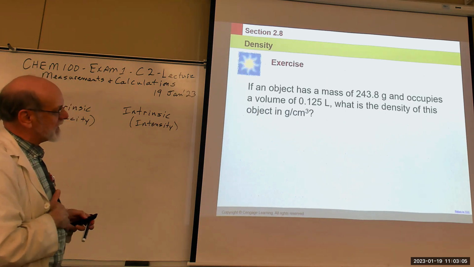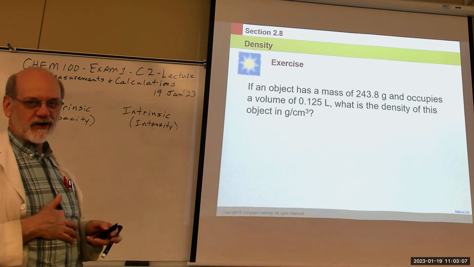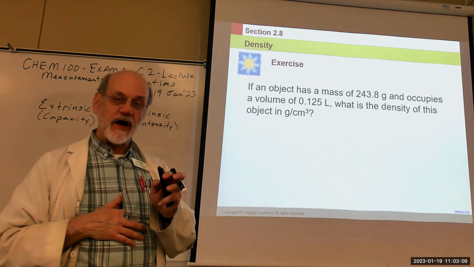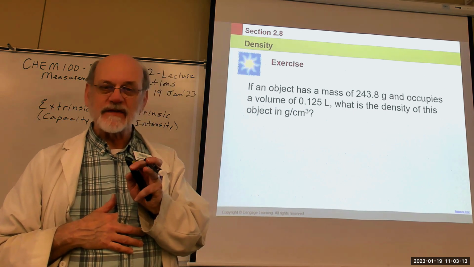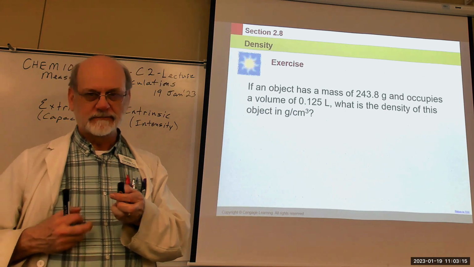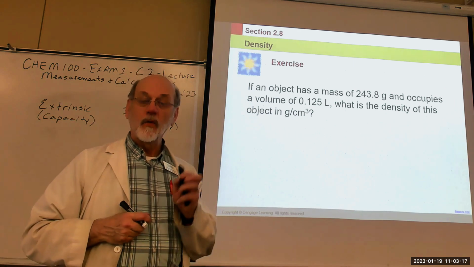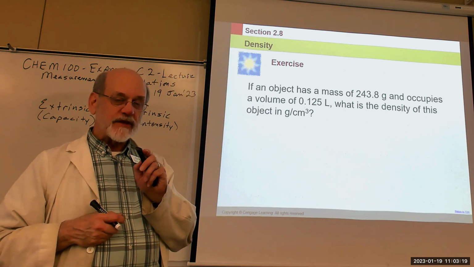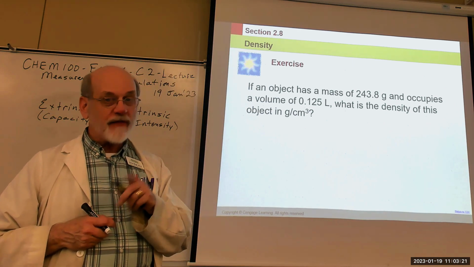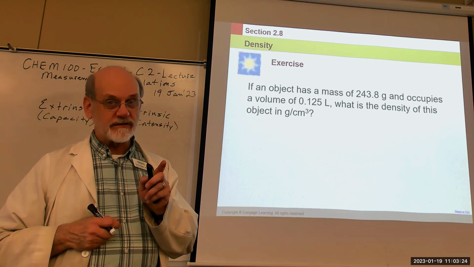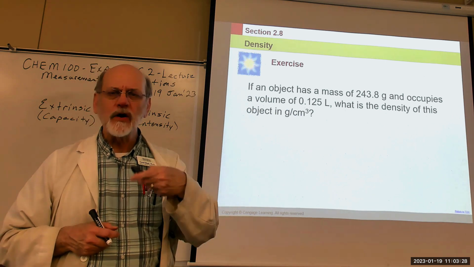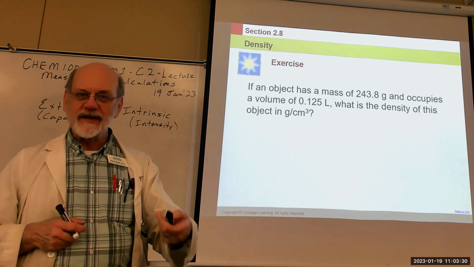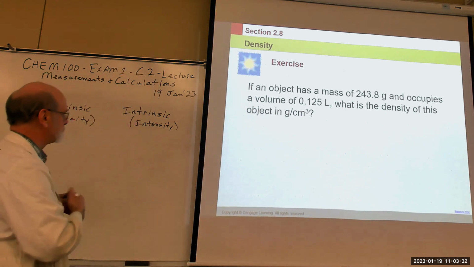How about an object that has a mass of 243.8 grams and occupies a volume of 0.125 liters? What's the density of this object? Well, notice that the units of the answer are not the same as the units of the calculation, right? The volume is in liters. So you've got to convert liters to cubic centimeters, okay?